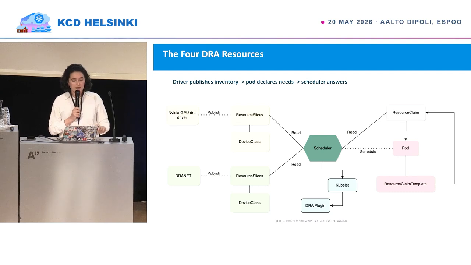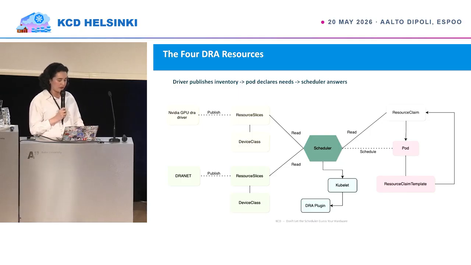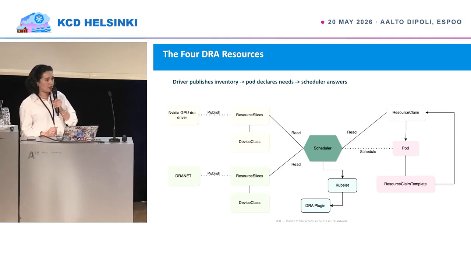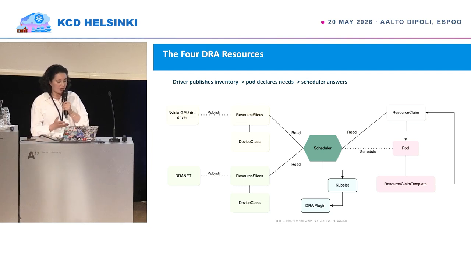So DRA itself is a set of APIs, Kubernetes controllers, kubelet plugins, and hardware drivers. The drivers for specific hardware publish the inventory with the characteristics of the different devices via the resource slice. This is the per-node inventory for each device, and a device class represents the type of device that we are publishing here. And this can also be created by your cluster administrator. Think of it like the storage class, but for compute.